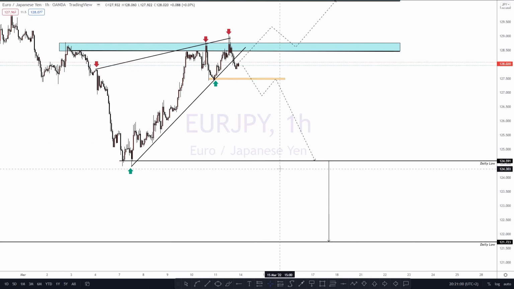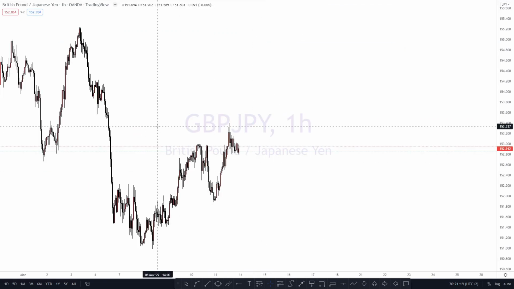This is the setup that you could use to get the move before it happens, because the market will go either way. So it can break upside, continue to upside, or it can break to the downside and continue to the downside. So that's what we have on your JPY. So the next one we have is GBP JPY.